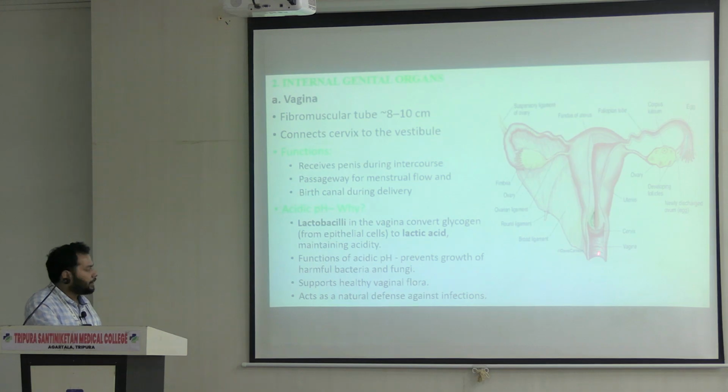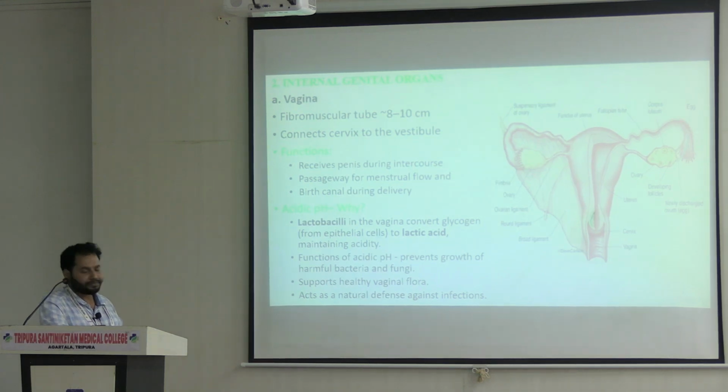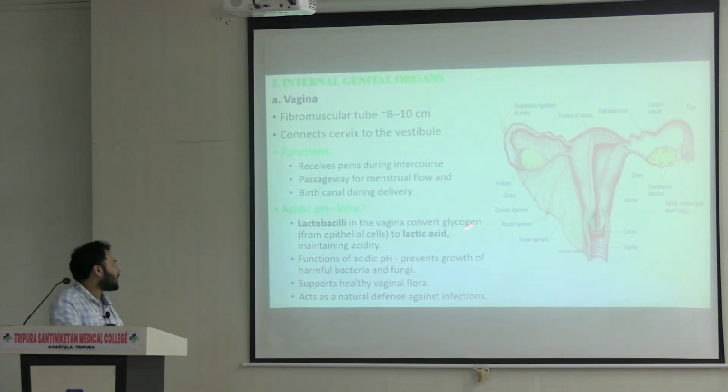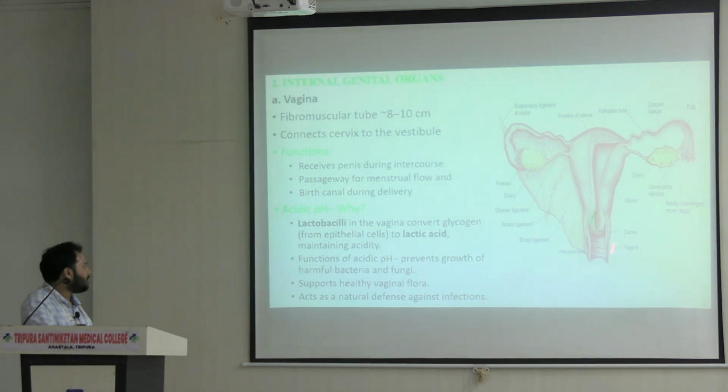And if you see some chemical features of this vaginal canal, the chemical features are very much acidic. But why? Because if you see the chemical characteristics, the lactobacilli in the vaginal canal convert glycogen to lactic acid that maintains the acidity, and that acidic pH in the vaginal canal is very important because it prevents the growth of harmful bacteria as well as fungi.